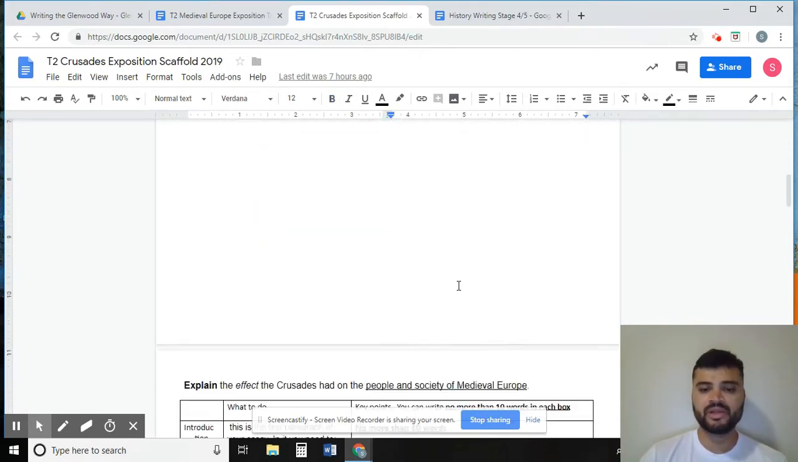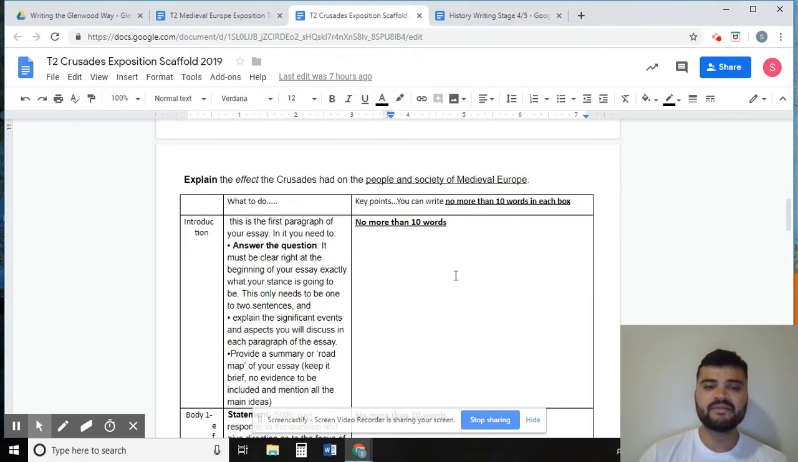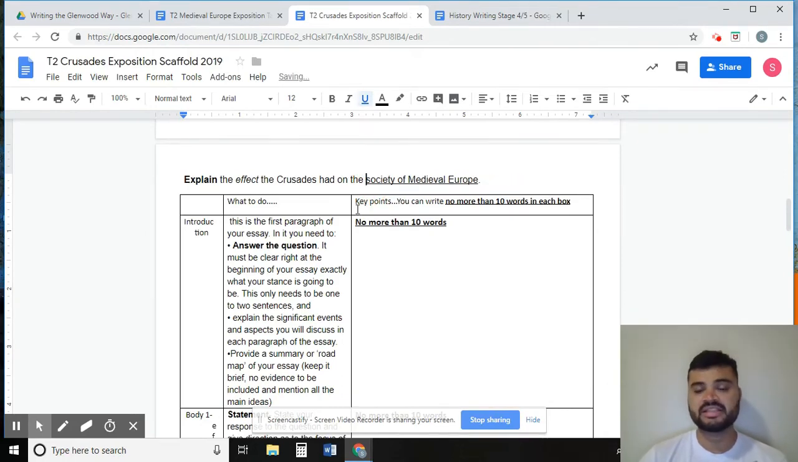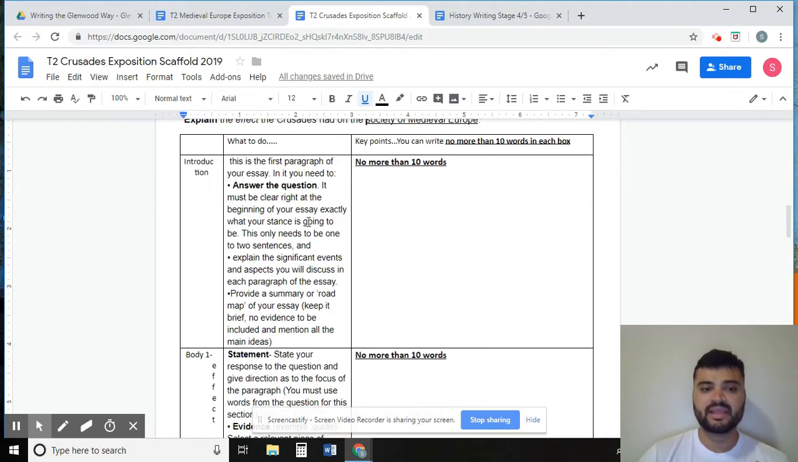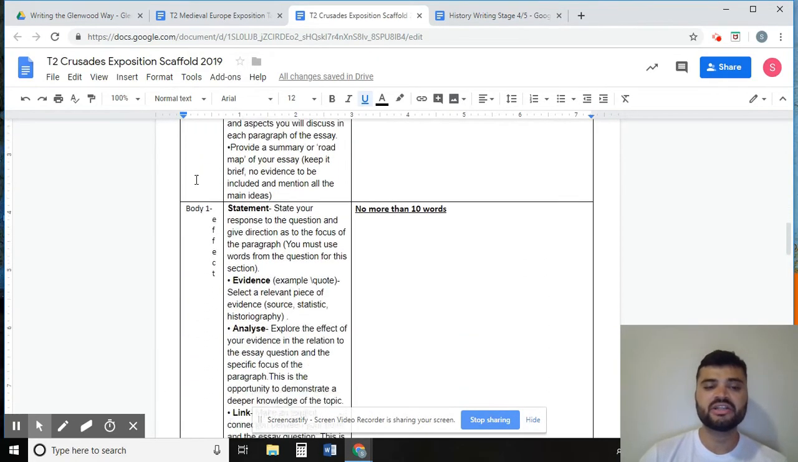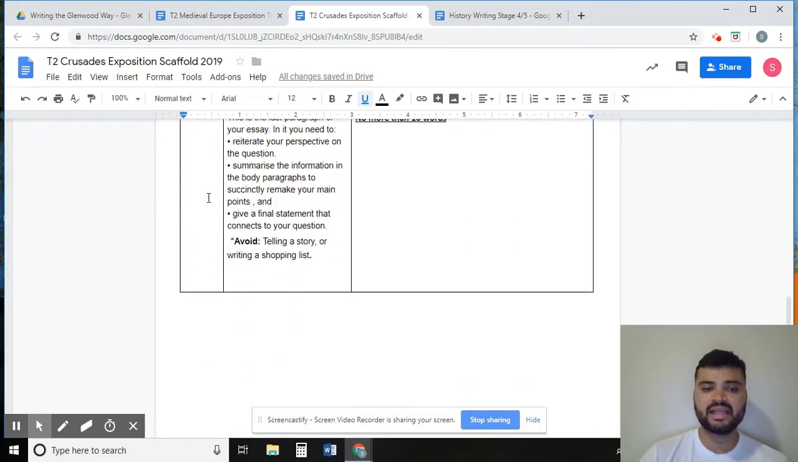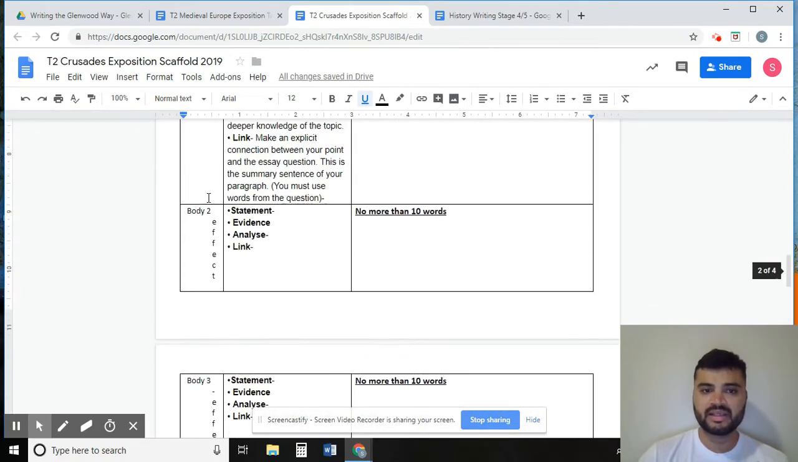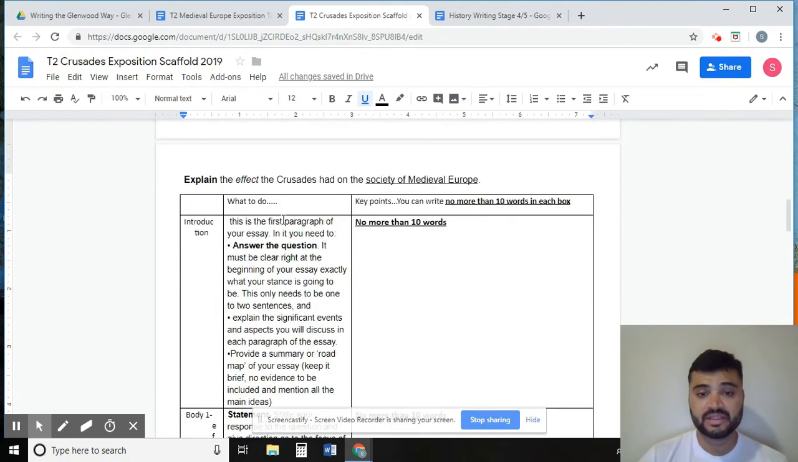Now, moving on, we have this part B: explain the effects the Crusades had on people and society of medieval Europe. On the society of medieval Europe. Same thing, when you see extended response, that means you need an introduction, body paragraphs, and a conclusion. The key word here is paragraphs. You are not just writing one single long paragraph. You need to break up your writing and your thoughts.